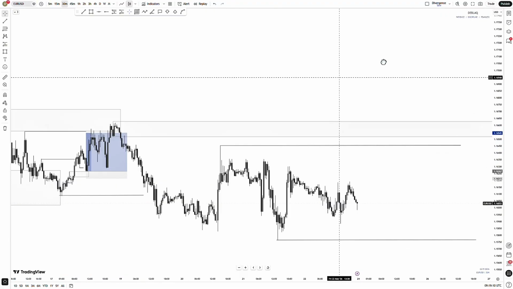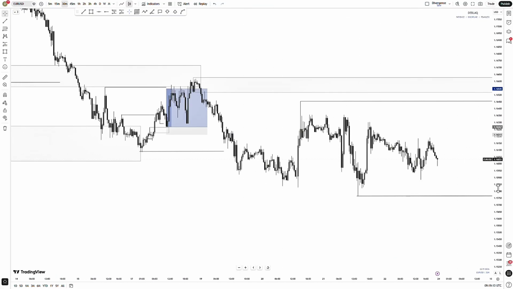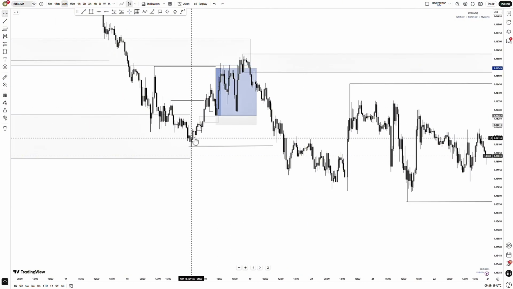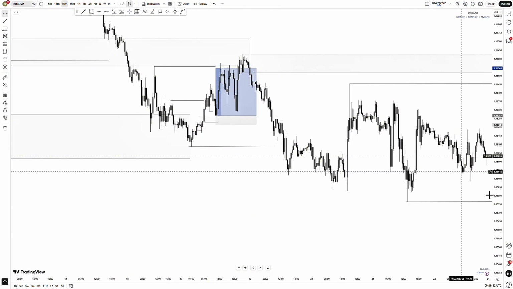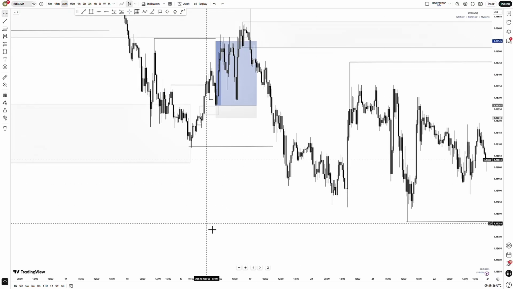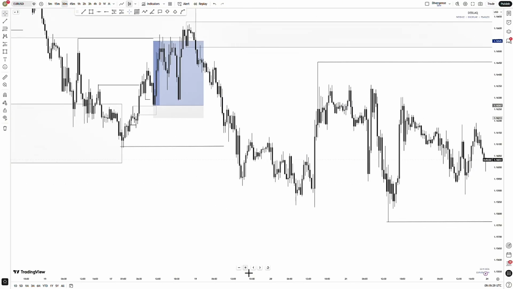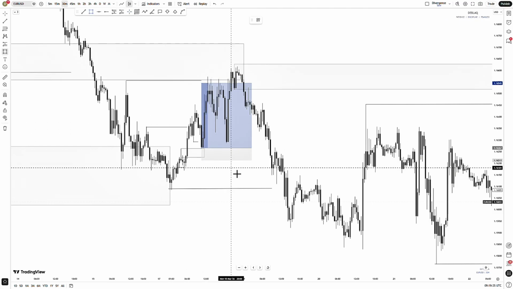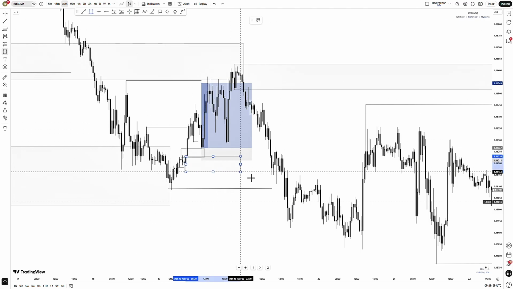Is that not on Tuesday? Yes, is it on Tuesday or Wednesday? On Wednesday, I took another trade somewhere around here. Okay, yeah. So this is where I took another trade using this zone here.